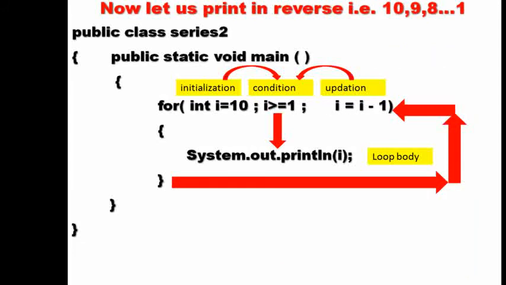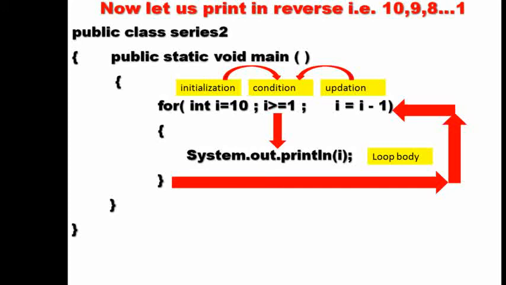Now let us write the program so that it prints the series in reverse order. That is, it will print 10 to 1. In this case, I am not taking n, but it will print 10, 9, 8, 7, 6, 5, 4, 3, 2, 1. So again, class Series2 is declared, main method. For int i is equal to, what is the starting value? 10, 9, 8. So 10 is the starting value.